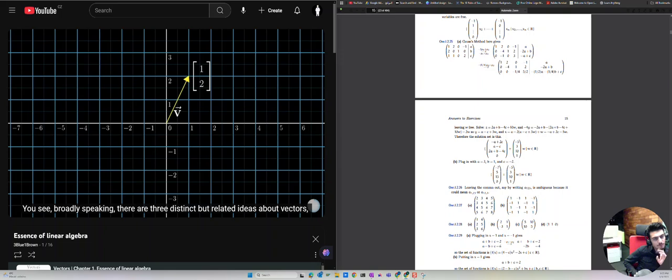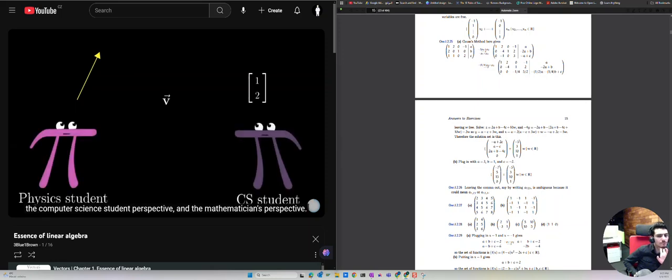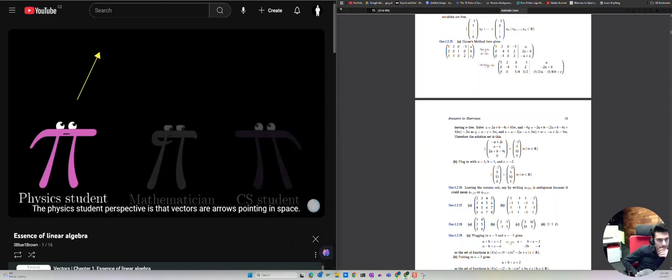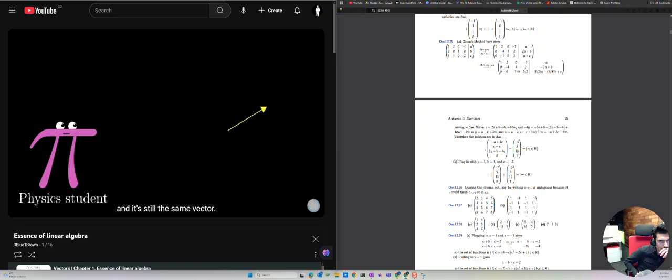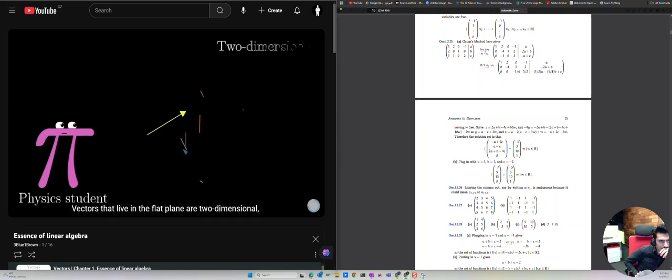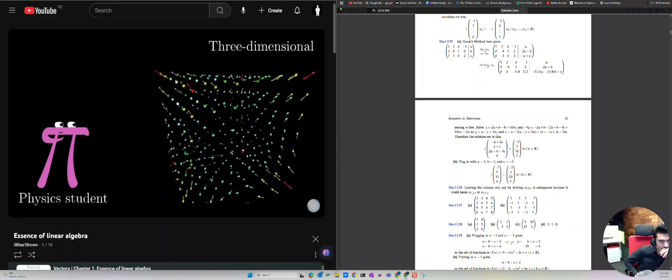You see, broadly speaking, there are three distinct but related ideas about vectors, which I'll call the physics student perspective, the computer science student perspective, and the mathematician's perspective. The physics student perspective is that vectors are arrows pointing in space. What defines a given vector is its length and the direction it's pointing. But as long as those two facts are the same, you can move it all around and it's still the same vector. Vectors that live in the flat plane are two-dimensional, and those sitting in broader space that you and I live in are three-dimensional.